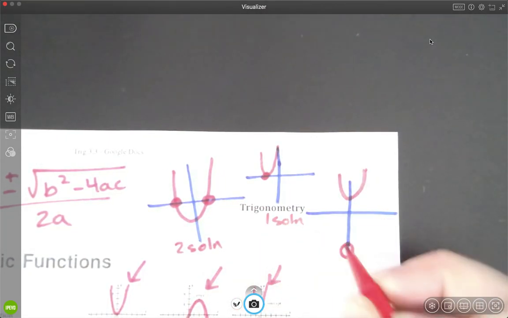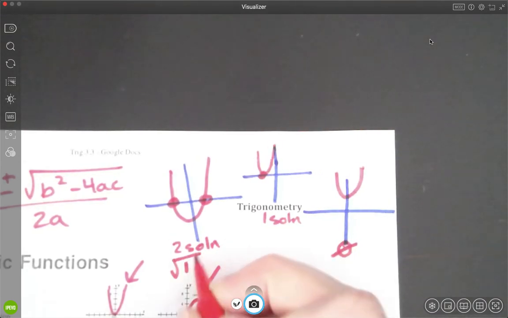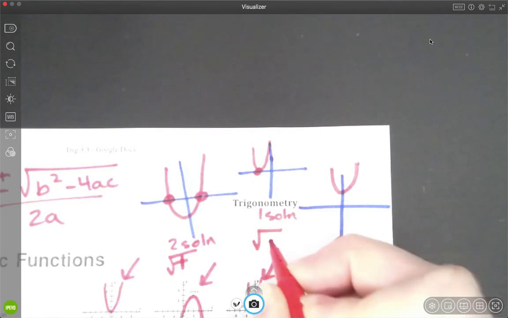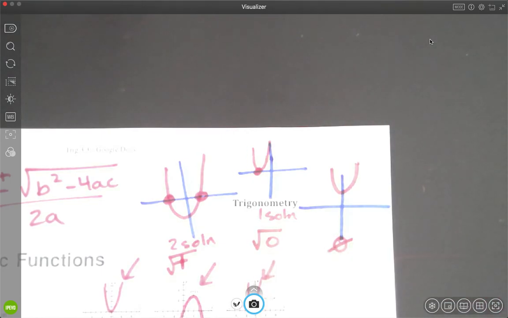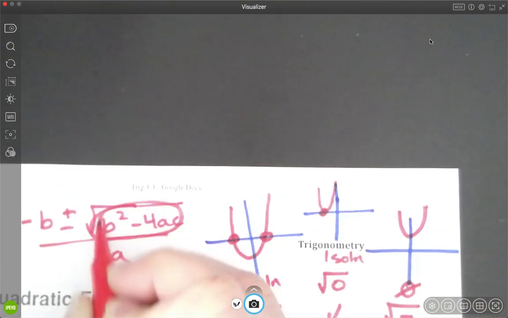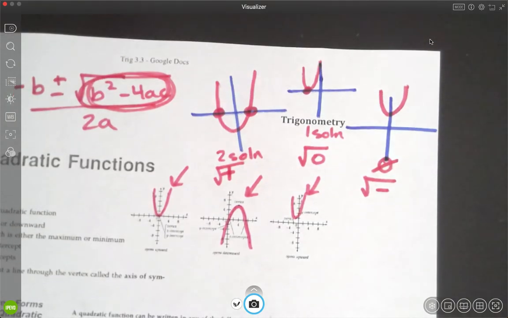But how do I know, using the quadratic formula, that that is happening for each one of those? Yes, this would be a positive number inside of the square root, right? One solution would be taking the square root of 0. And then no solution would be taking the square root of a negative. So it all boils down to this, b squared minus 4ac, what it looks like. Is this all kind of coming back to you? Sure. Two solutions if it's positive.